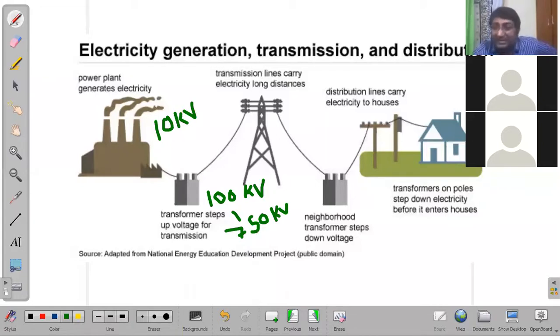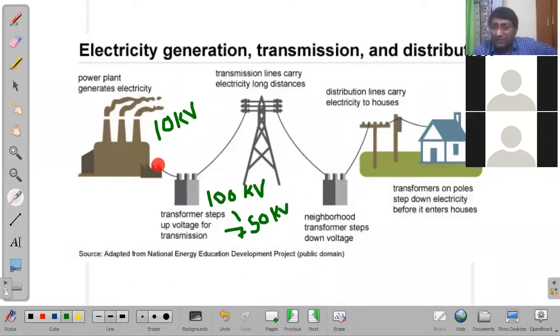So the reason they do this is, if you directly send this particular voltage, the 10 kV voltage, the electrical energy consists of not only volts, it also has amperes, electric current also. So electric current will also be enormous over here. So electric current will be huge. So electrons are moving very fast.